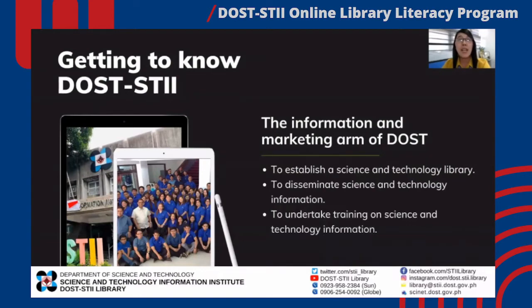We disseminate S&T information in all formats. Through prints, we have our own publications. We also do broadcasting and press releases, and through social media as well as mobile applications. So we will identify them all on the next slides. And lastly, to undertake training on science and technology information, we conduct free trainings and webinars. So just follow our social media accounts for announcements.